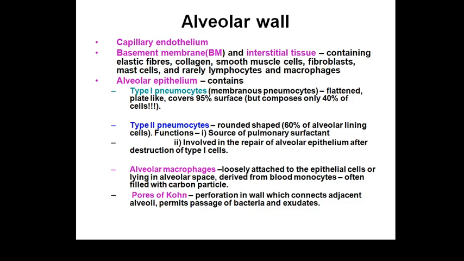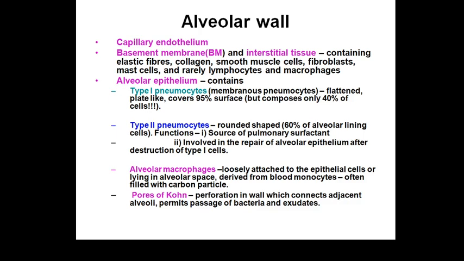Now coming to the alveolar epithelium, it consists of two types of cells, that is type 1 pneumocytes and type 2 pneumocytes. Type 1 pneumocytes, which are flattened and plate-like cells, cover up to 95% of the alveolar surface, and type 2 pneumocytes, which are rounded in shape, cover the remaining 5%. The function of the type 2 pneumocyte is to produce pulmonary surfactant. Another function is that they are involved in repair of the alveolar epithelium after destruction of the type 1 pneumocytes.